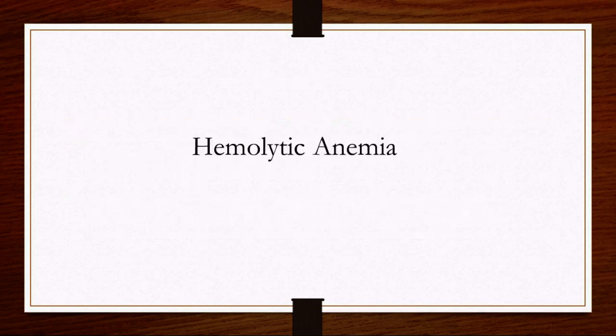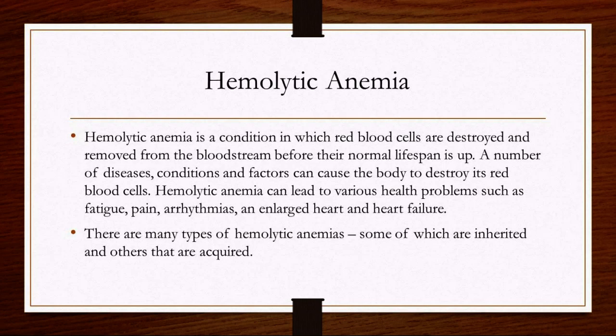So now we're going to talk about hemolytic anemia. We've already talked a little bit about it with sickle cell and thalassemias, but there are a couple more different types of hemolytic anemias. In the broad sense, hemolytic anemia is a condition in which red blood cells are destroyed and removed from the bloodstream before their normal lifespan is up. Remember, we were talking about sickle cell, where the red blood cell lasts about 10 to 20 days.